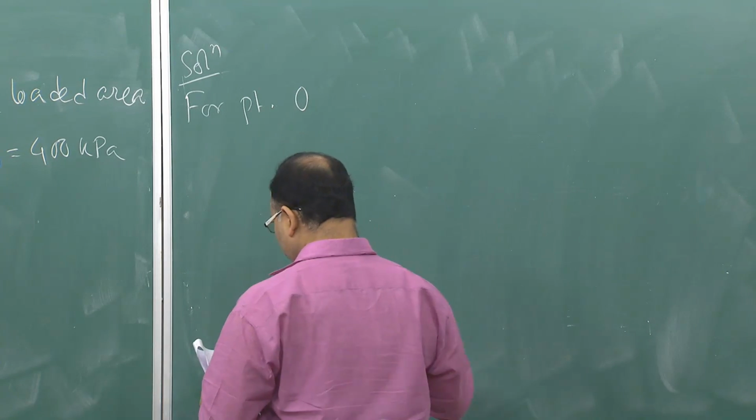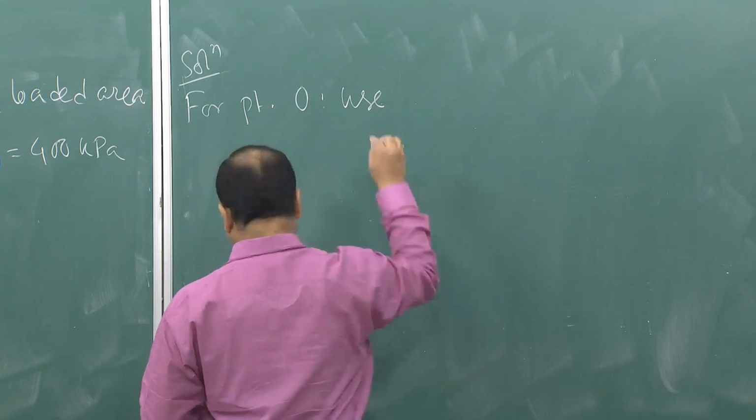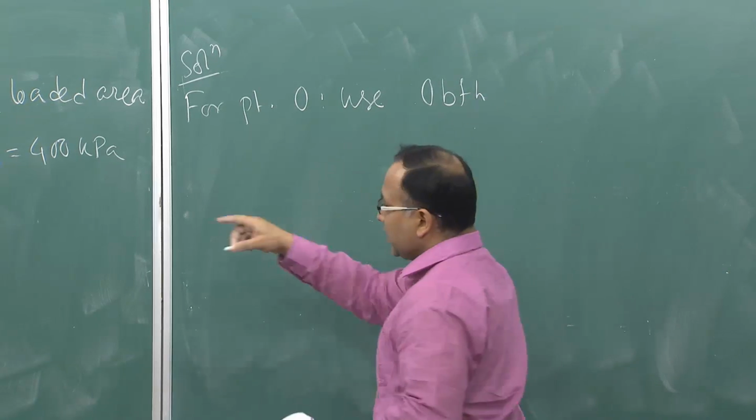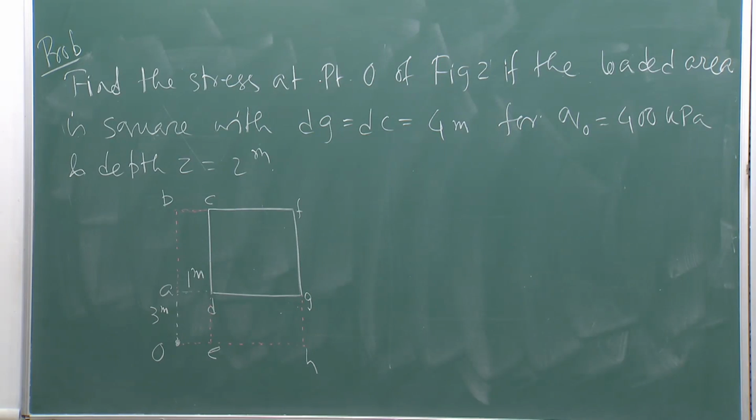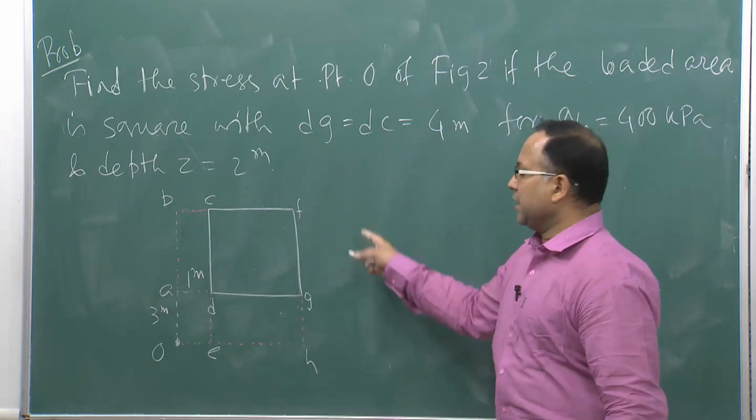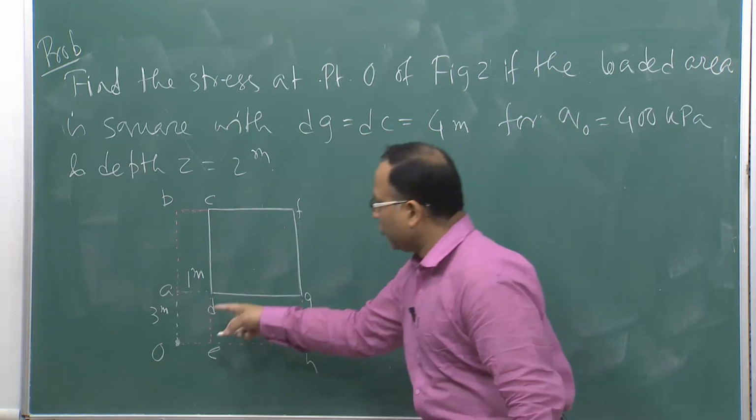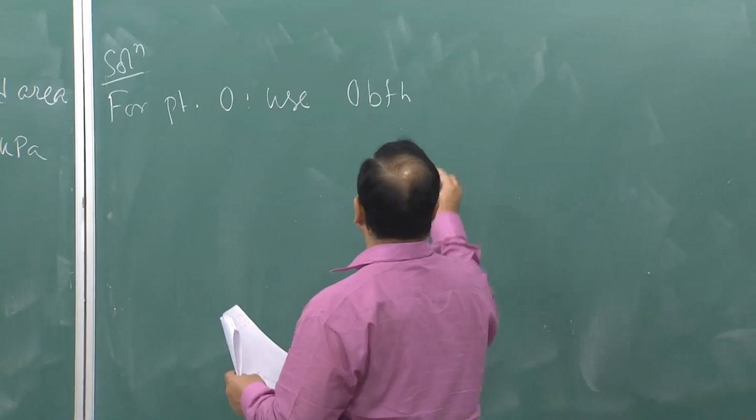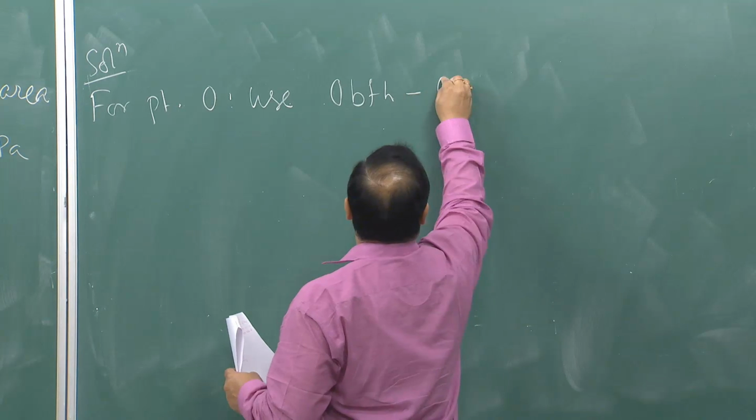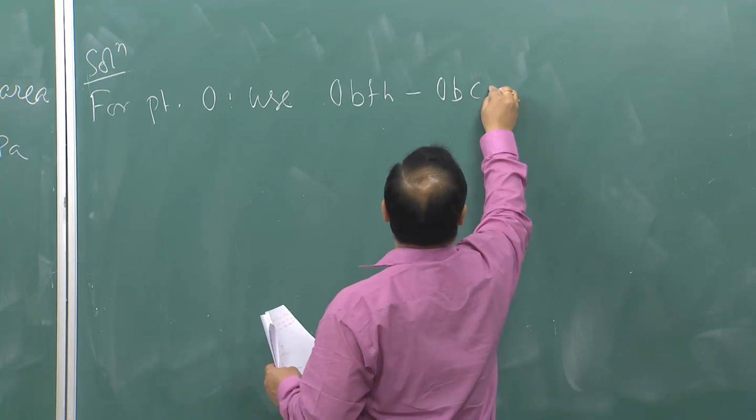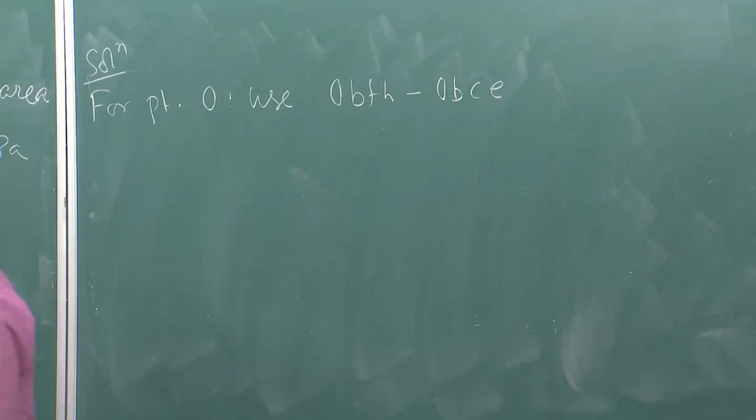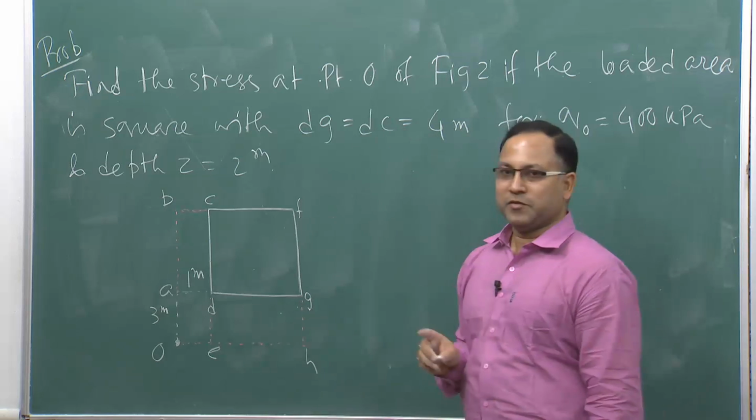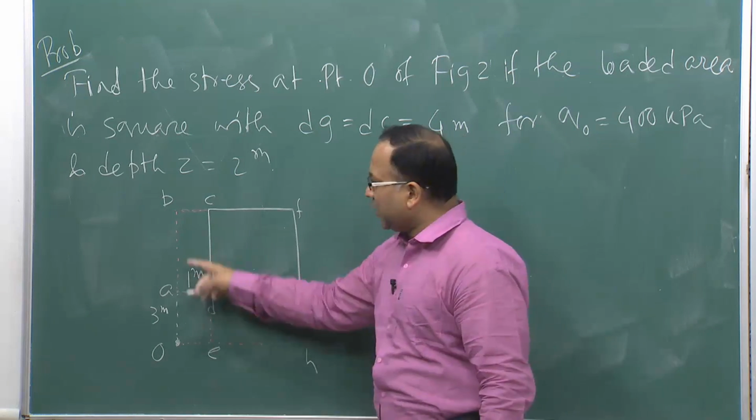Okay. So for point O, I can use OBFH, please look at this figure, that means the whole rectangle. If I consider the whole rectangle, O belongs to the corner of that rectangle, so I can use that formula, minus OBCE, because actually that much loaded area is not there. What is the loaded area? CDGF. So therefore I need to deduct the dotted part.